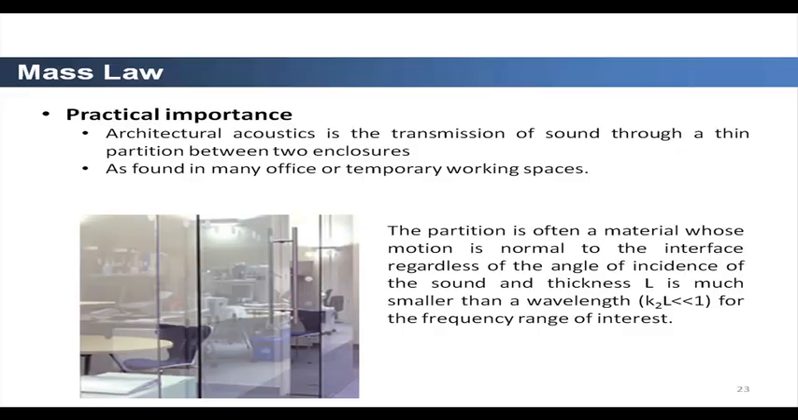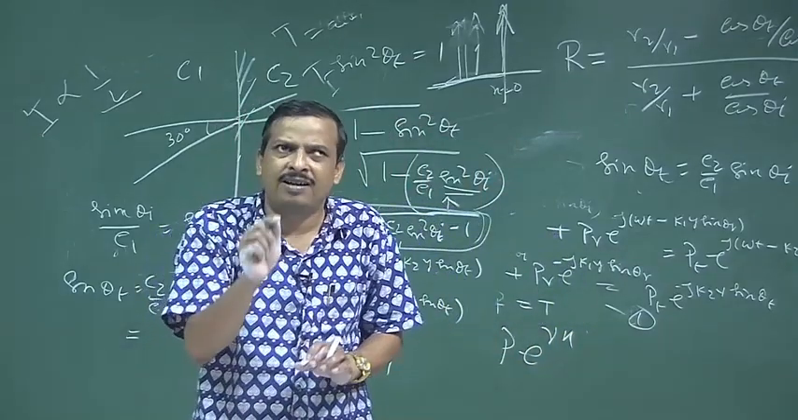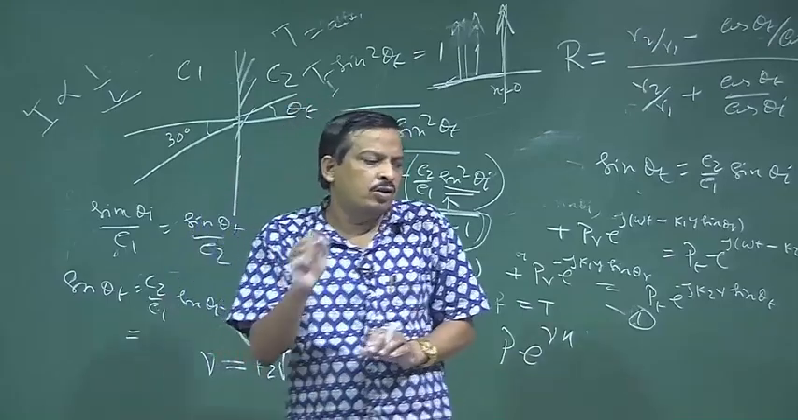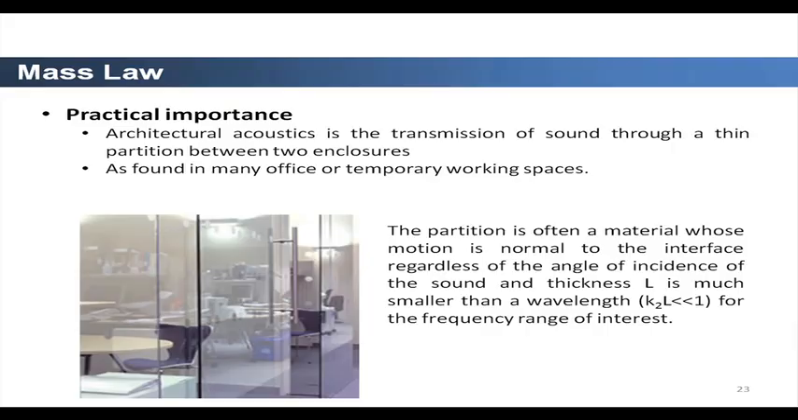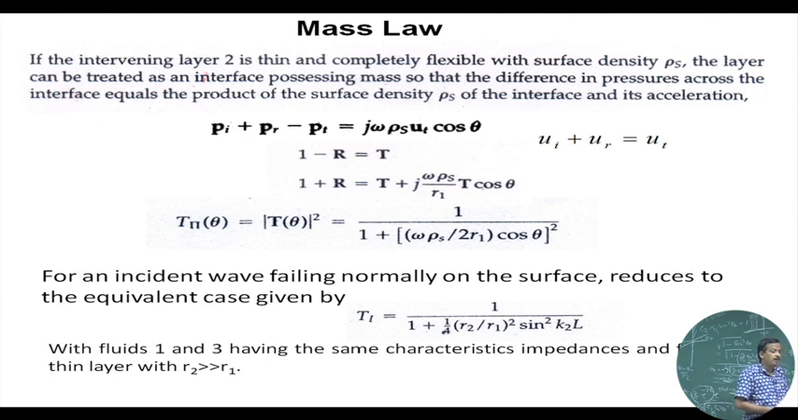The partition is often a material whose motion is normal to the interface regardless of the angle of incidence of the sound, and its thickness is much smaller than the wavelength for the frequency range of interest. So the partitions are very thin, and made of such material whose motion is normal to the interface regardless of the angle of incidence. Now I go to the mathematics.